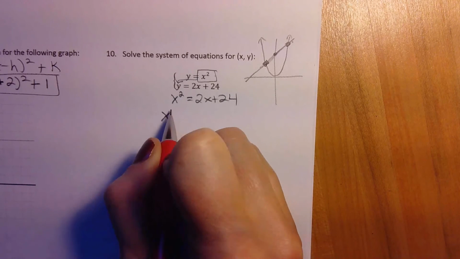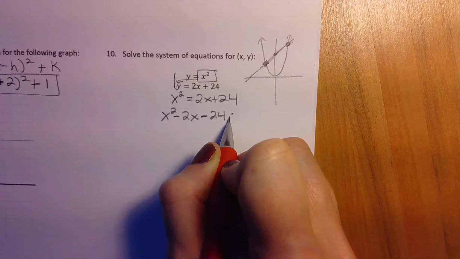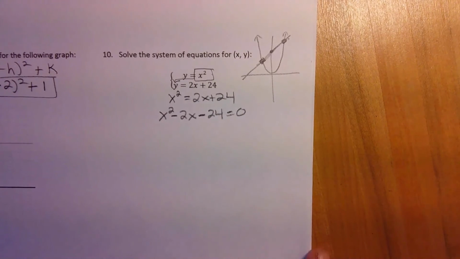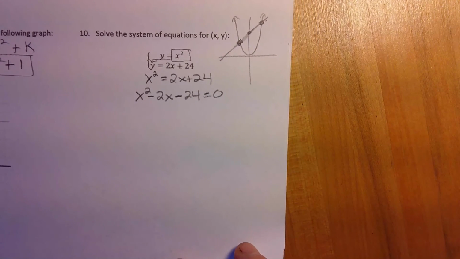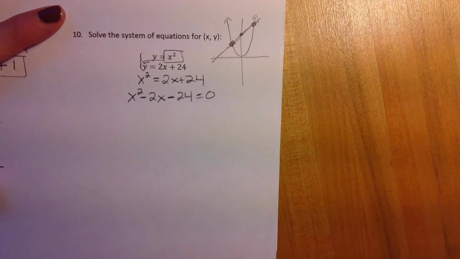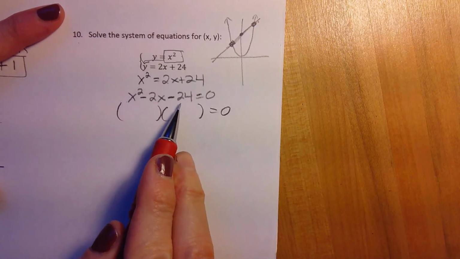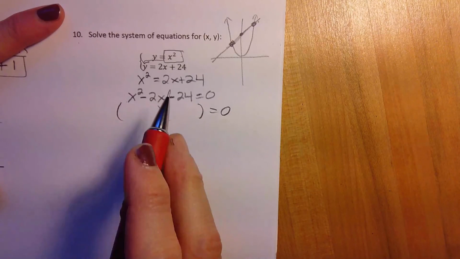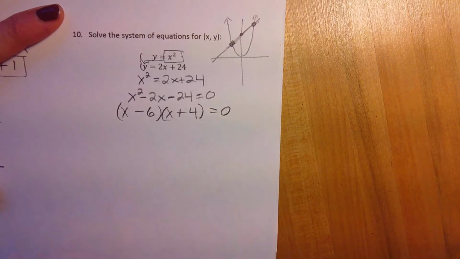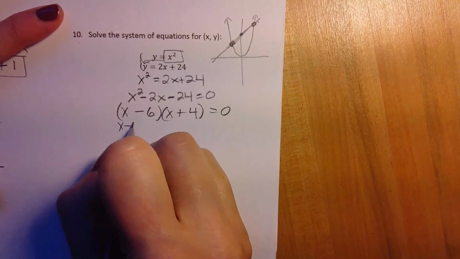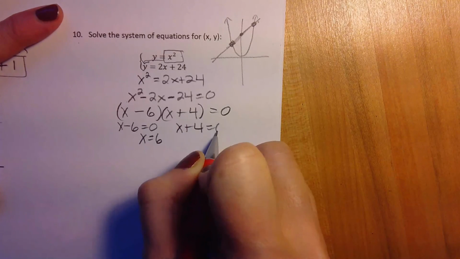So I'm going to go ahead and subtract the 2x over to the left, subtract the 24 to the left, get it set equal to 0, so I can try to factor and use the zero product property. And if it's not factorable, I have to use a different way to solve it, but this one looks like it's going to go, because I think a 6 and a 4 combo would work to give us a negative 2 in the middle. So minus 6 plus 4. So 6 is one of our answers.